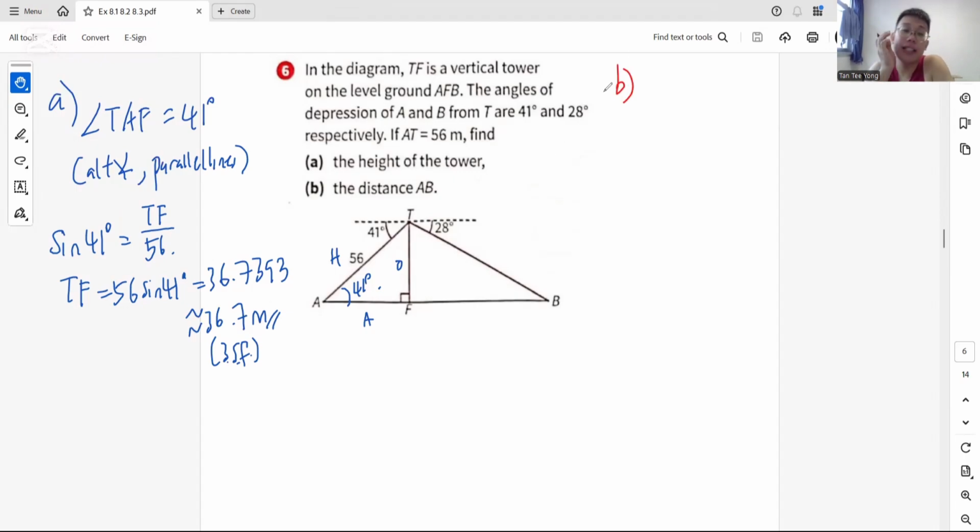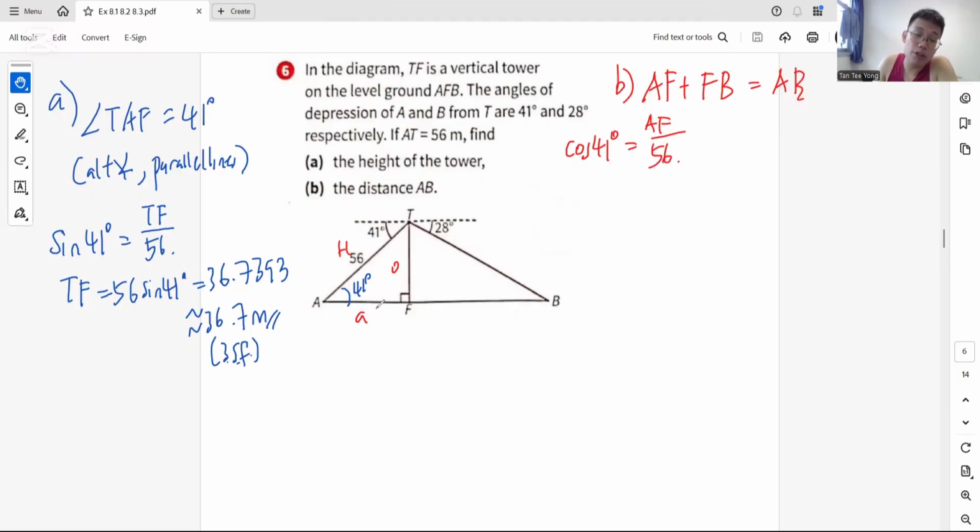Part B: find the distance AB. I'm going to erase this. They want distance AB, so we can find AF and FB, and then add them together to give us AB. First, how do we find AF? Same thing, use the triangle we just mentioned, TAF. SOH CAH TOA again. This is adjacent, hypotenuse and opposite, so this time round we are going to use cosine. Cosine 41 degrees equals AF over 56.